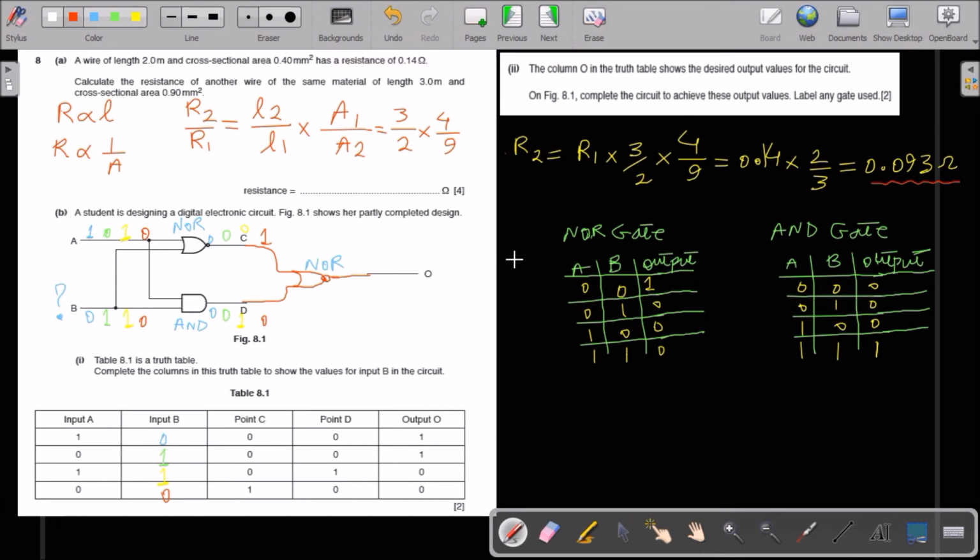Second part, a student is designing a digital electronic circuit. Figure 8.1 shows her partly completed design. Table 8.1 is a truth table. Complete the columns in this truth table to show the values for input B in the circuit. First of all, look at the NOR gate. This is the truth table for the NOR gate and AND gate.